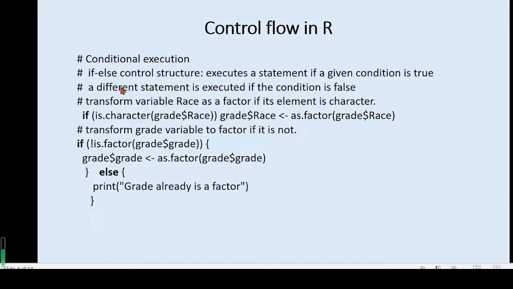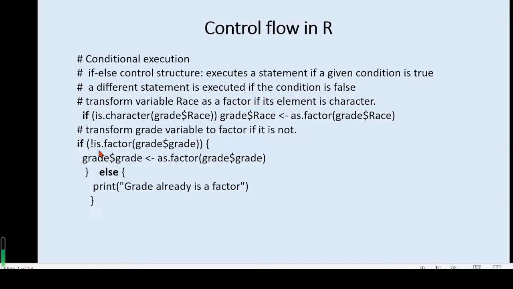And the conditional execution. So if else is a control structure for executing a statement if a given condition is true, and a different statement is executed if the condition is false. So this is if else. For example, we can transform the variable race to a factor if its element is character. Then the statement is if, and inside the parentheses is a conditional test, is.character. So if the data frame grades' race variable column is character type, then we transform this variable to a factor variable, and transform the grade variable to a factor if it is not.